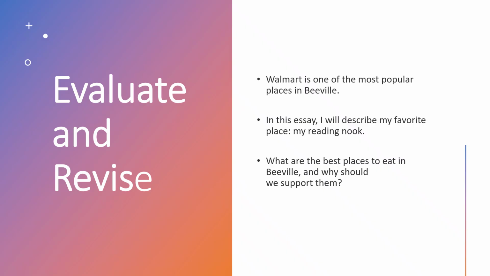Okay, here are a few more I want you to evaluate and revise. Walmart is one of the most popular places in Beeville. Again, go back to the yeses and the nos and determine what are the things that it's doing? What are the yeses? What are the nos? Does it need to be revised? How can I revise it if I do? The next one: in this essay, I will describe my favorite place, my reading nook. And: what are the best places to eat in Beeville, and why should we support them?